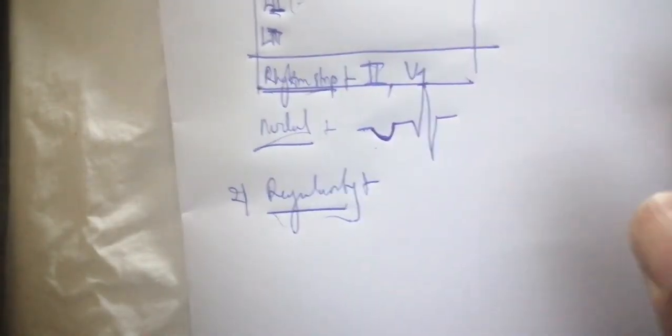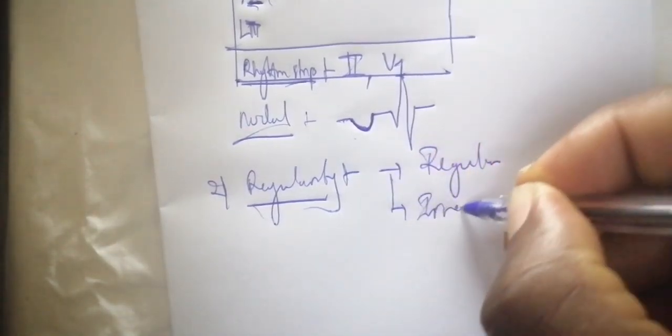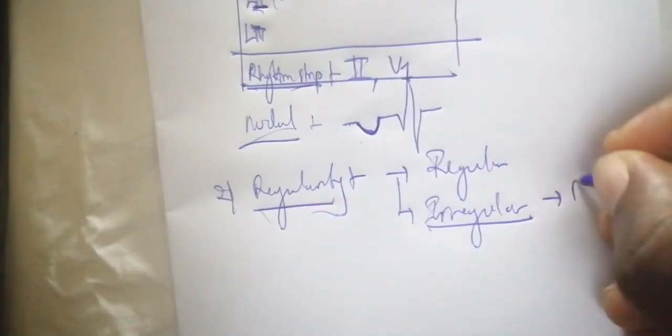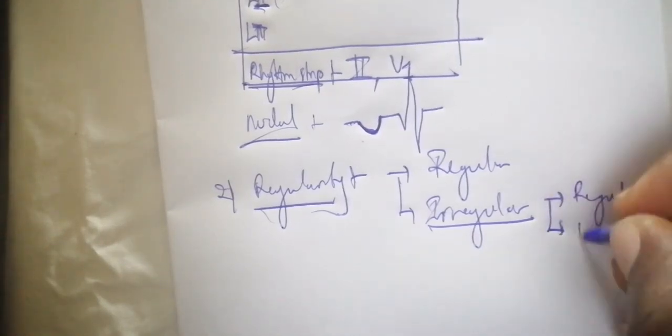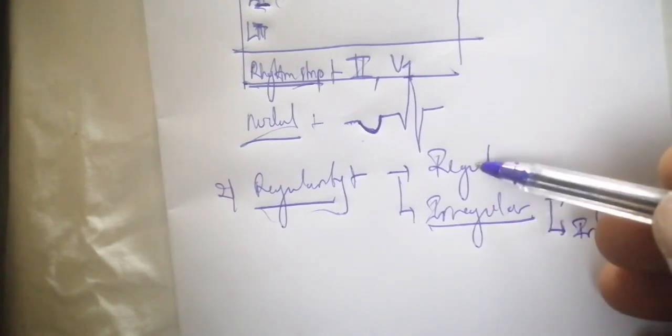For the regularity, you have to see if it is regular or irregular. If it is irregular, it can be regularly irregular if it has a particular pattern of irregularity, and it can be irregularly irregular if it has no pattern of irregularity. Is it clear? Now, to visualize whether an ECG is regular, here is what you need to do.